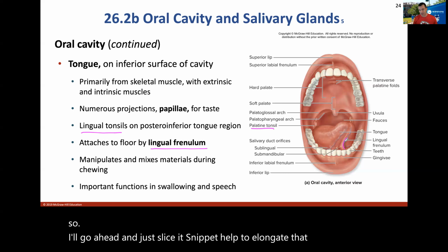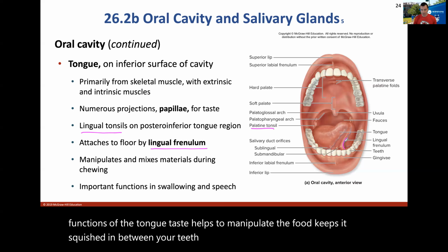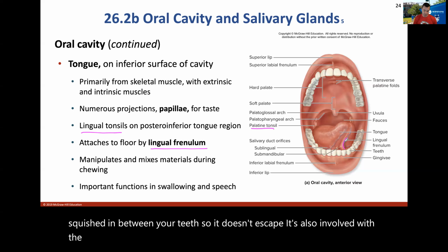Some functions of the tongue: taste, helps to manipulate the food, keeps it squished in between your teeth so it doesn't escape. It's also involved with the swallowing process, as it helps to push that bolus of food back towards the pharynx, and obviously speech.